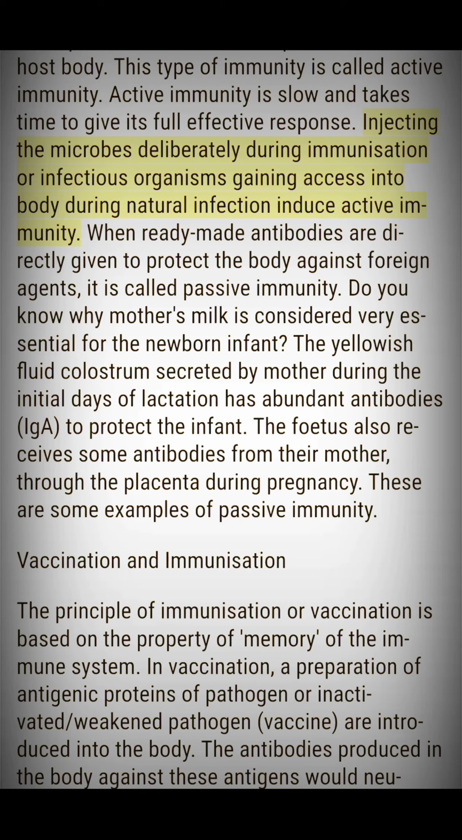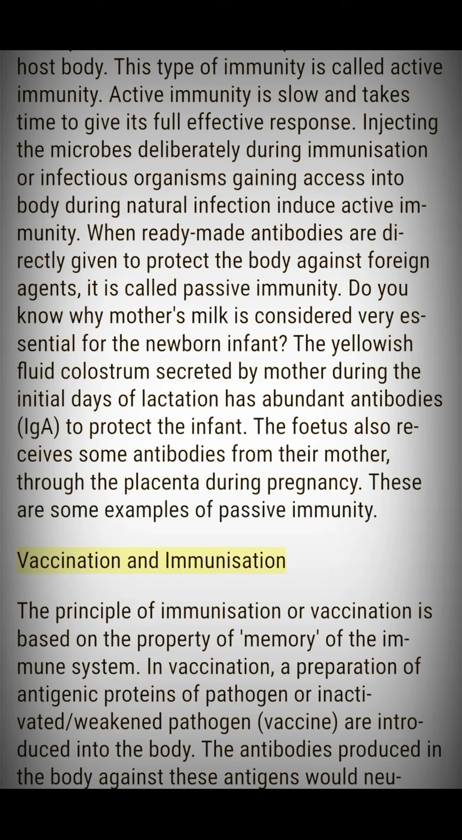When ready-made antibodies are directly given to protect the body against foreign agents, it is called passive immunity. Do you know why mother's milk is considered very essential for the newborn infant? The yellowish fluid colostrum secreted by the mother during the initial days of lactation has abundant antibodies, IgA, to protect the infant. The fetus also receives some antibodies from their mother through the placenta during pregnancy. These are some examples of passive immunity.